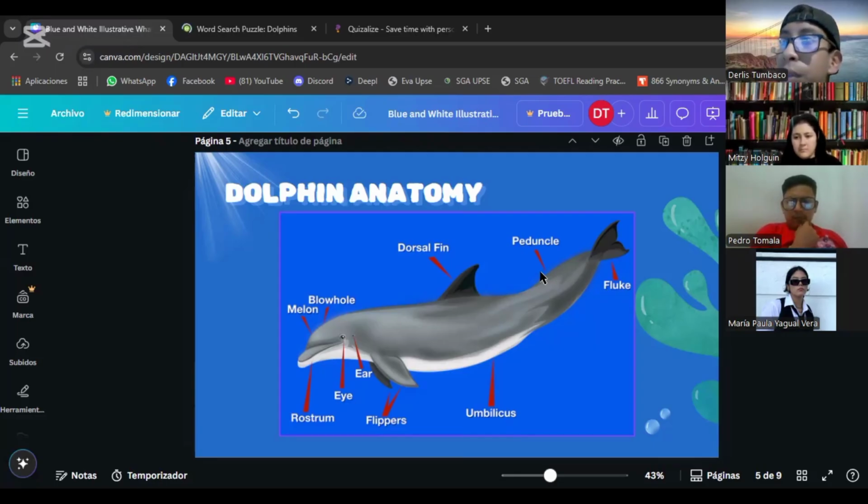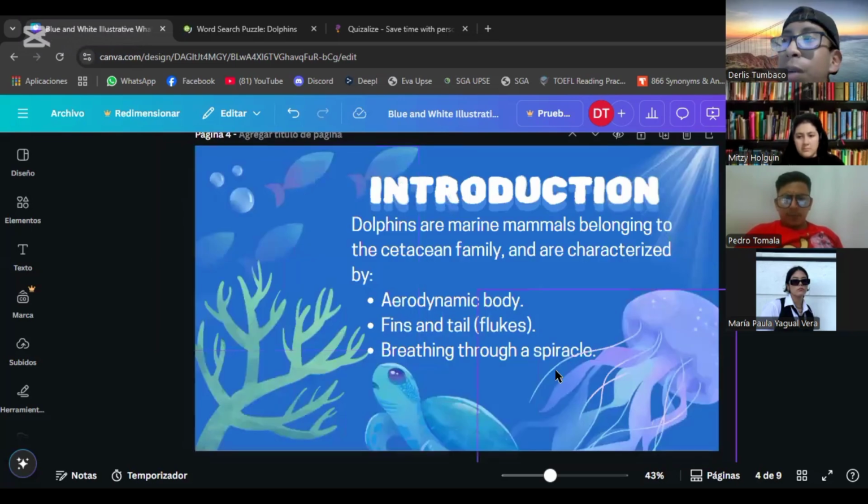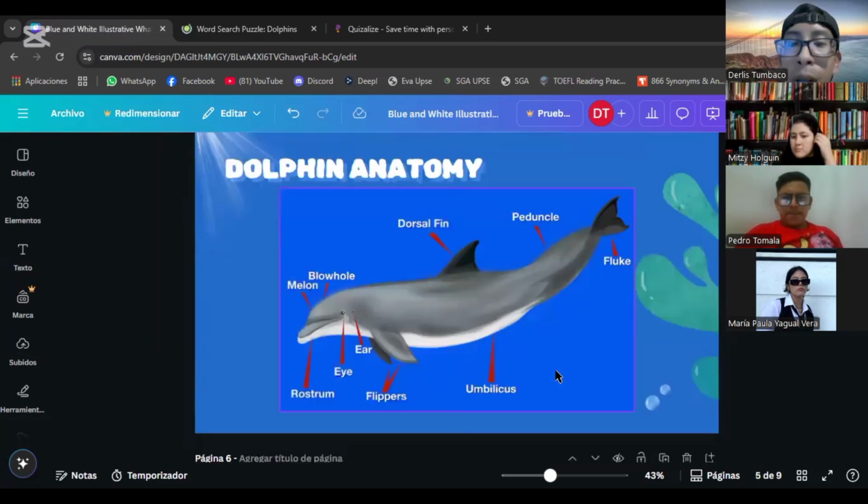Next, we have the peduncle, which is the strong part of the body that connects the tail to the rest of the parts of the dolphin. The dorsal fin is a fin on their back that keeps them stable in the ocean. The blowhole, or in this case, a spiracle, which is the same. A blowhole is a hole on top of their head that helps dolphins breathe. And last, the melon. That is a round part on their forehead that helps them make sounds.